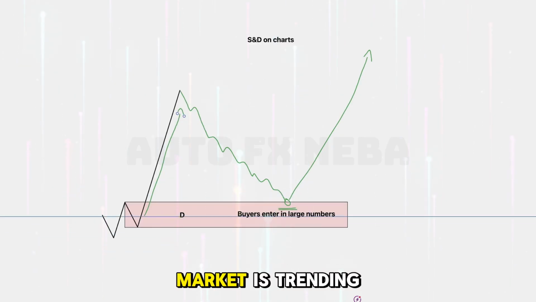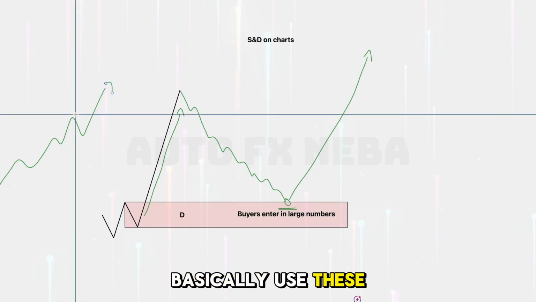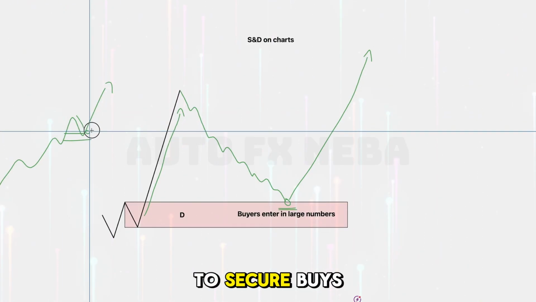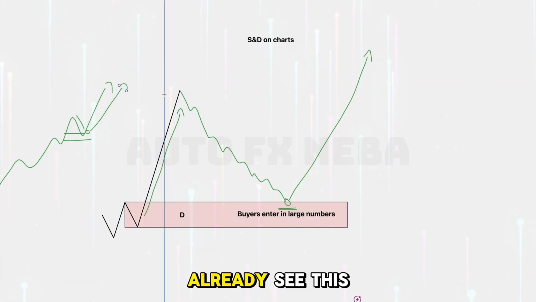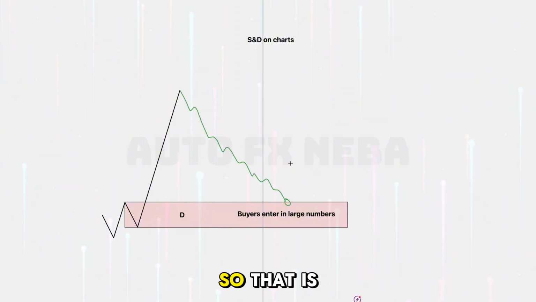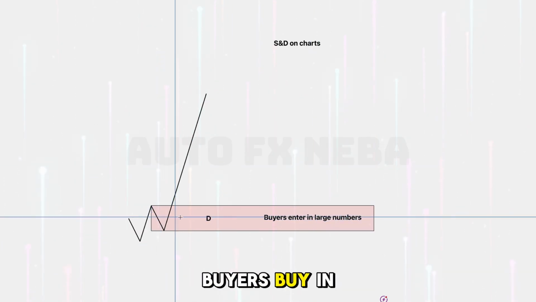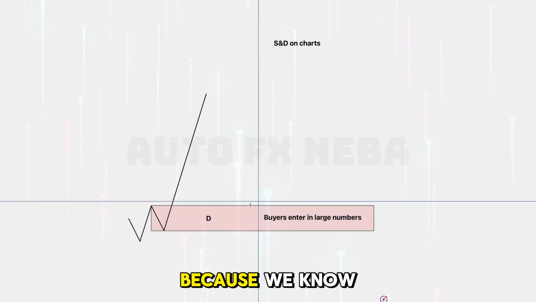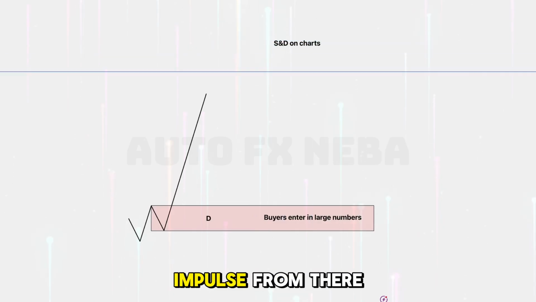So providing the market is trending to the upside, we should then be able to basically use these pullback movements and the demand zones that come out of them to secure buys from there, given that a large number of market participants already see this as a discount or a good price to buy the asset. So that is how a demand zone works. We are basically identifying where buyers bought in force before. If the market returns there again, that's where we should look to buy from because we know this is seen as a discount price in the market and we're likely to see another impulse from there again.